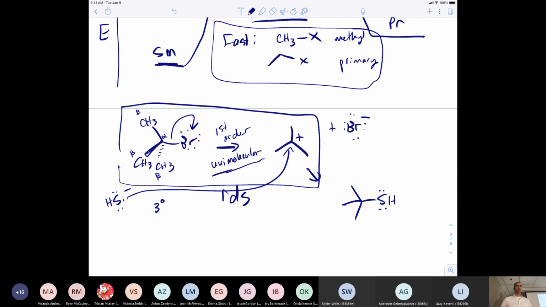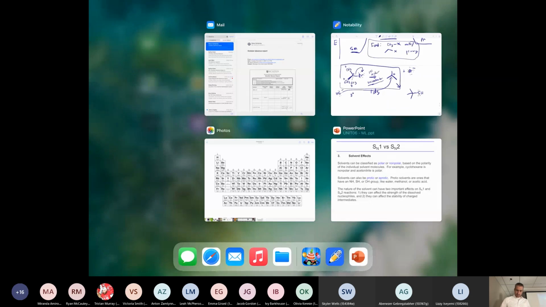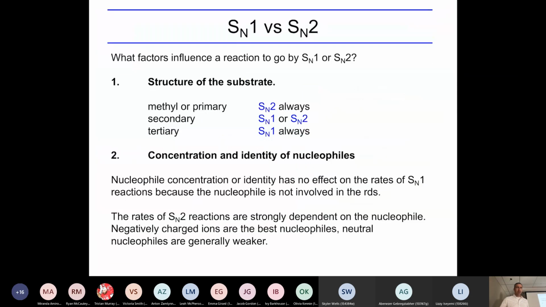Refreshing your mind that we have these two mechanisms, SN1 and SN2, that both do substitution. We want to look at how you can tell if a molecule is going to do SN1 or SN2. You have an alkyl bromide, you have a nucleophile. It's going to want to do substitution, but how can you tell? Well, we already talked last class about how SN2 will always be the option for a primary or a methyl alkyl halide. We also said that if it's tertiary, it will always be SN1.